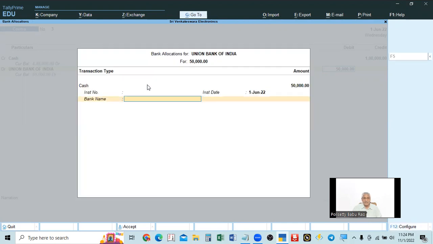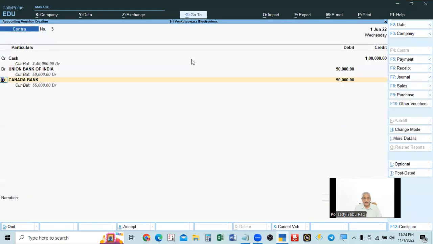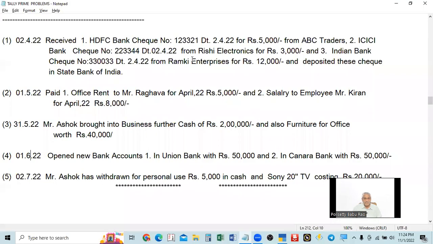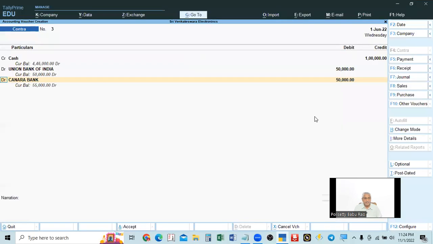So bank name is not required because we are paying cash into our bank. That is, we open an account, which means that is our account, so we need not write that. And then the second one is Canara Bank. So we'll take Canara Bank, 50,000.